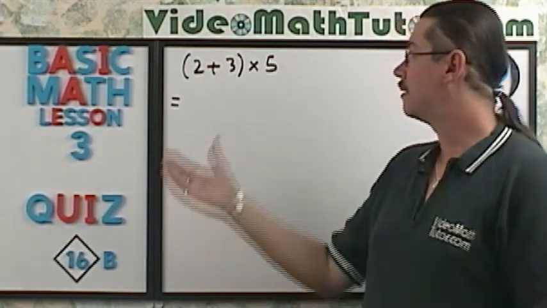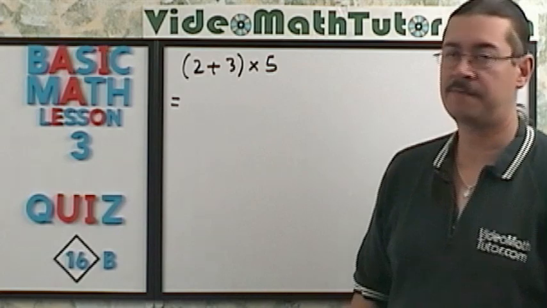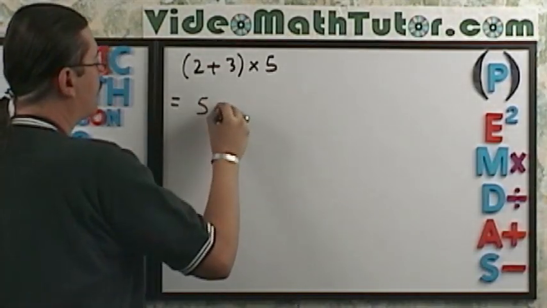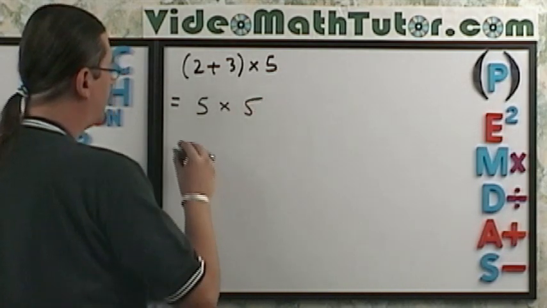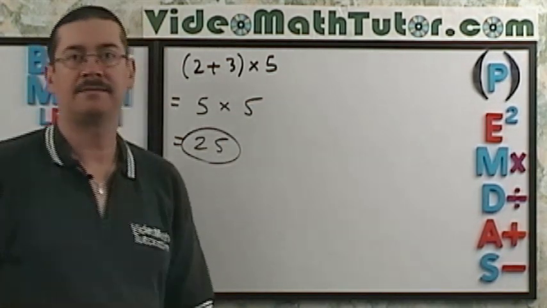Part B is this expression right here. So the order of operations, I need to do what's in parentheses first. 2 plus 3 is 5. And times, I just leave that alone. And then that's just going to give us 25.